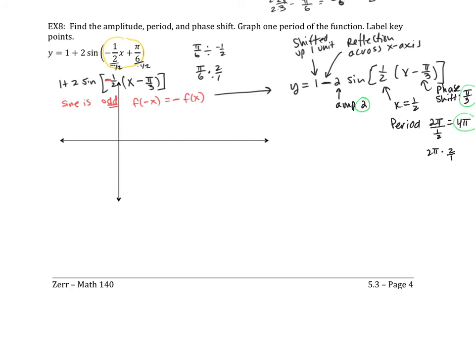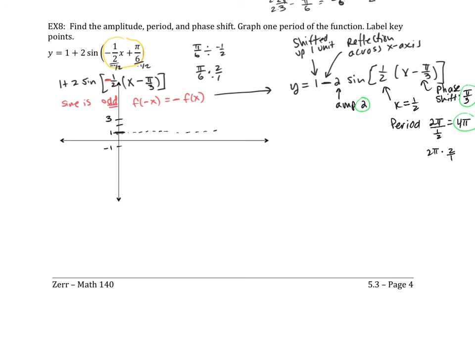So now I'm going to draw this graph out without any phase shift first. So vertical shift up, that means that the center of the graph, instead of being the x-axis, is now going to be up at y equals 1. The amplitude is 2, so that means I go all the way up 2 units above and all the way down 2 units from that center of 1.